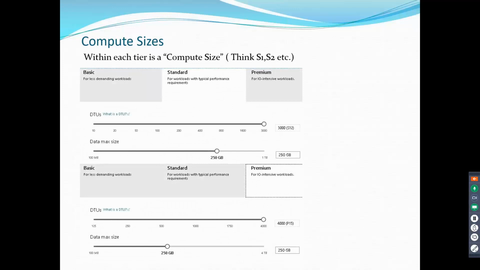So I just want to talk about the relationship it has with compute sizes. So within each tier, you've got a compute size. So if you study this screenshot at the top first, you see that I have selected the standard tier and I've scaled all the way up to 3,000 DTUs. This means I am at its 12th compute size. And this is true also for premium, which you can see at the bottom. Here, I've selected the P15 compute size. And obviously, that depends on how powerful you need your database.